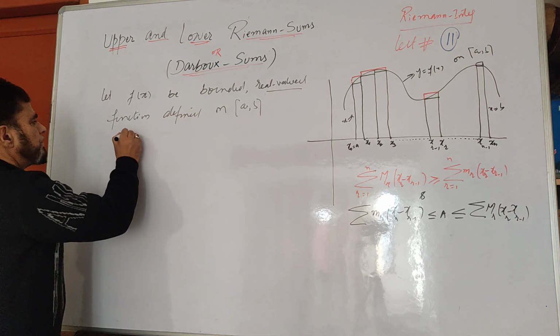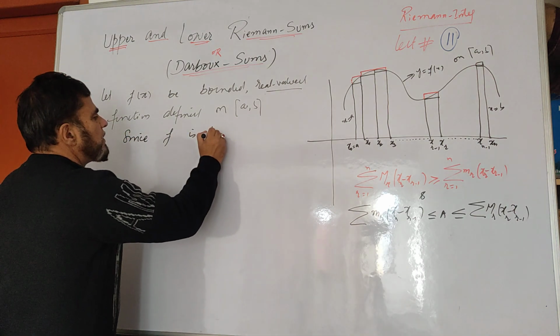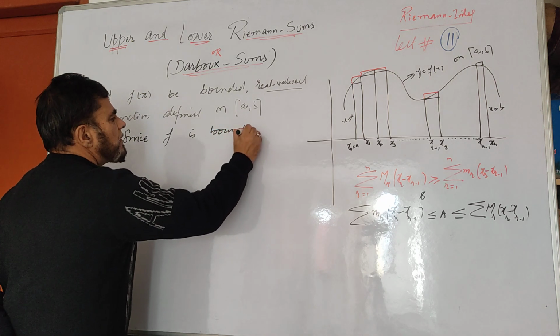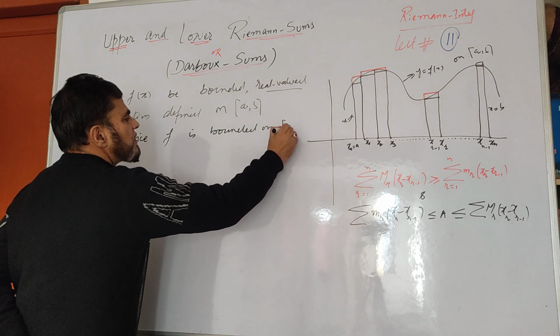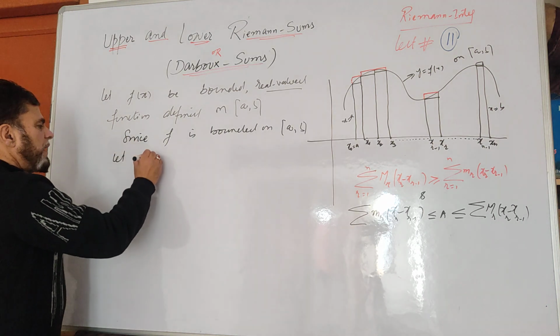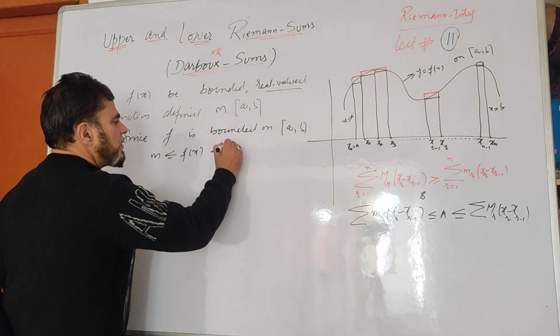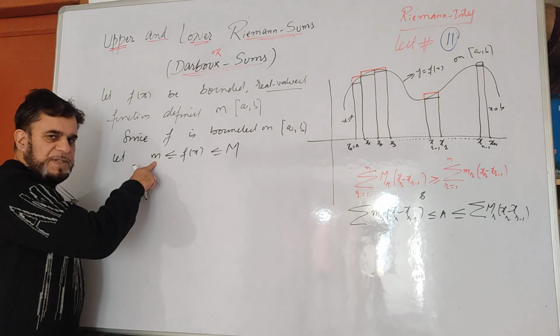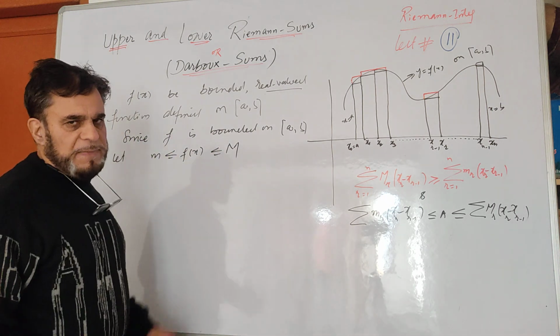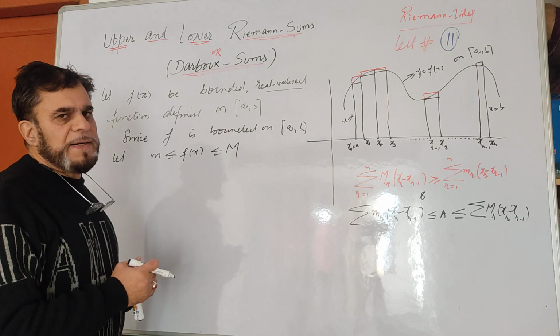Since f is bounded on the closed interval [a, b], we write let m be less or equal to f(x) less or equal to capital M. This is your GLB, this is your LUB, because you say it is bounded. It is caught between the minimum and maximum.